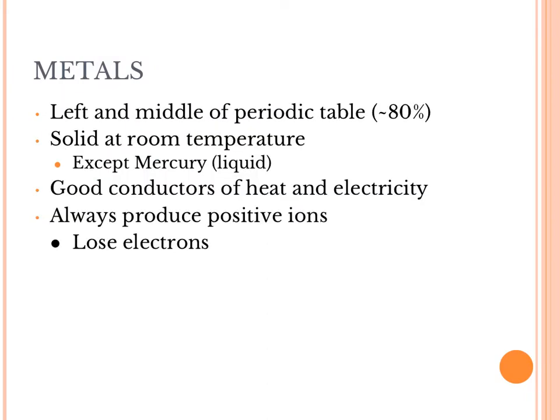Here's what we know about metals. They're on the left side of the periodic table and in the middle, and they represent, as I mentioned, about 80% of the elements. All of them are solid at room temperature, except for mercury, which is the only liquid metal at room temperature. They are known to be good conductors of heat and electricity, and they always produce positive ions, which means they always lose their electrons.